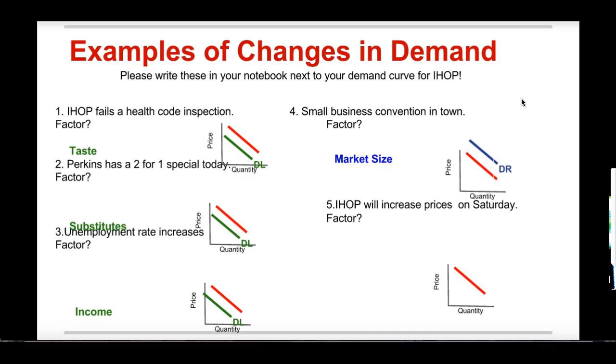And the last one says IHOP will increase their prices on Saturday. If you said expectations, that would be correct. Now, if you know that IHOP is going to increase their prices on Saturday, that's going to be an increase in demand today. So that's a right shift in demand today. Please remember that we are always graphing what happens to the demand now, not in the future.